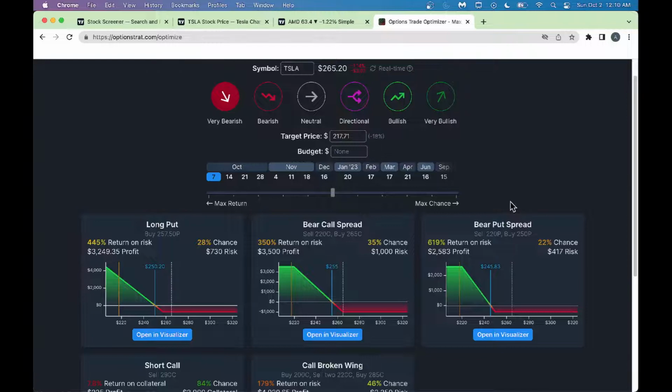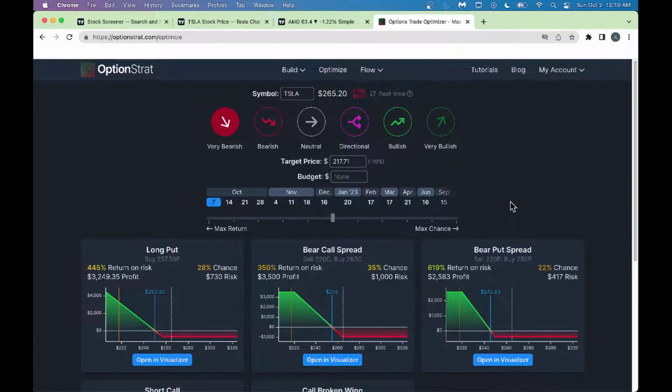Look, the option strat will automatically tell you, what if you're bearish, what could be your price target. Look, Tesla currently it's at 265 here. Next move on the downside, if you're bearish, could be around, say, 217. This is by looking at the market maker move. It's a negative 18%, as you can see here, from the current price target. That's our bearish price target for Tesla.